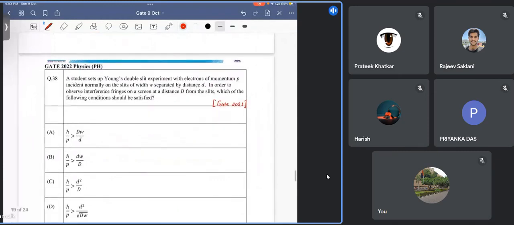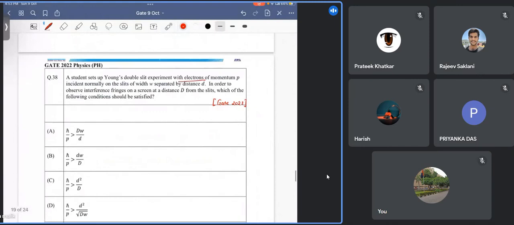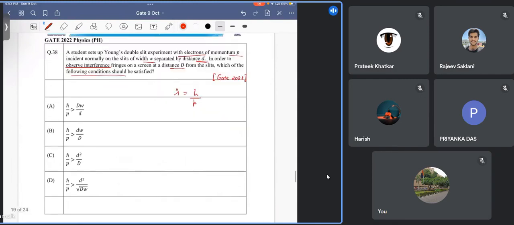A student sets up a Young's double slit experiment with electrons. So just don't bother with the electron here. All we have to change is lambda equals h upon p for the electron. They are giving the momentum p, incident normally on a slit of width w at a distance d. In order to see the interference pattern on a screen which is at a distance D from the slit, which of the following conditions should be satisfied?